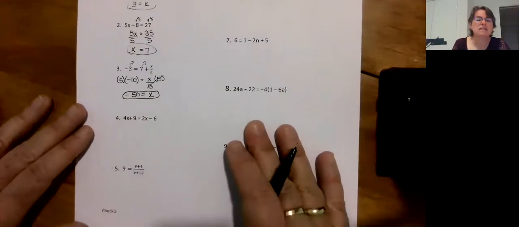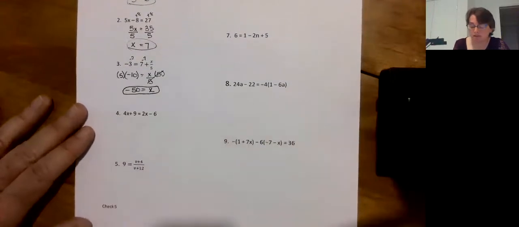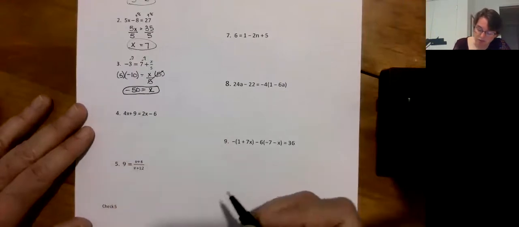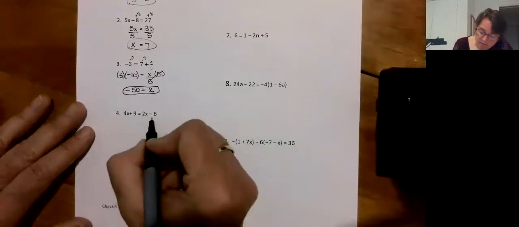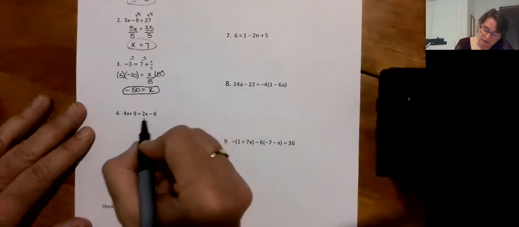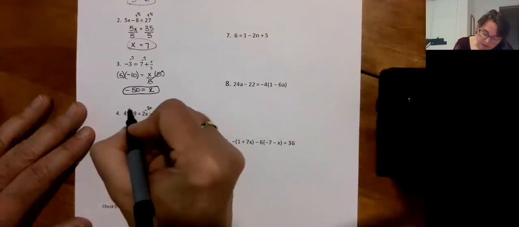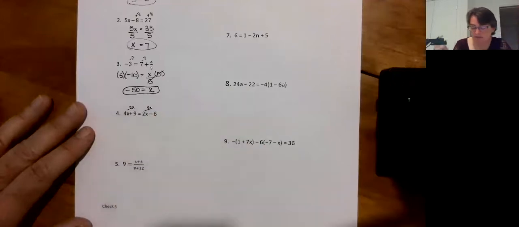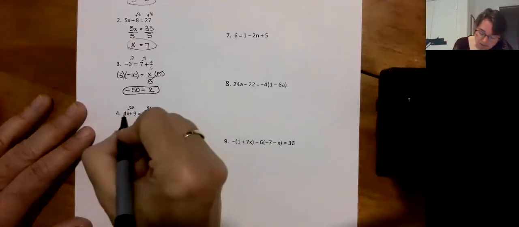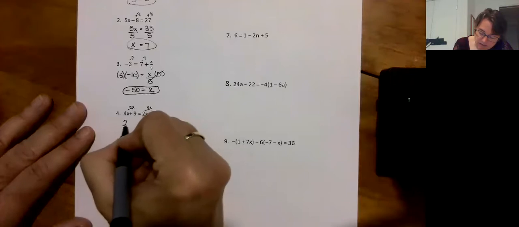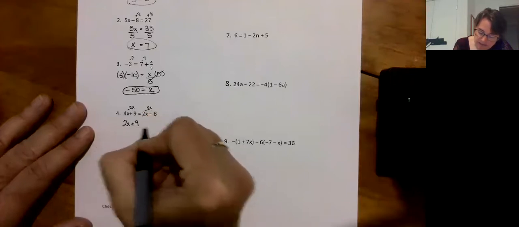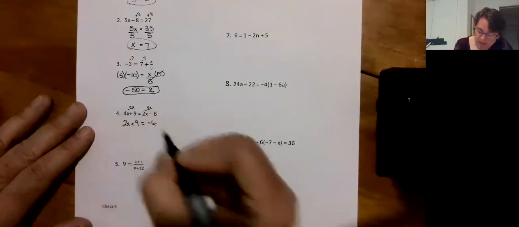You don't really need any simplification, and all the variables are on one side. This is getting a little more fun. I've got variables on both sides. So the first thing I want to do is subtract 2x and subtract 2x. I'm going to move all my x's over to this side. So 4x minus 2x is 2x plus 9. That's equal to minus 6.